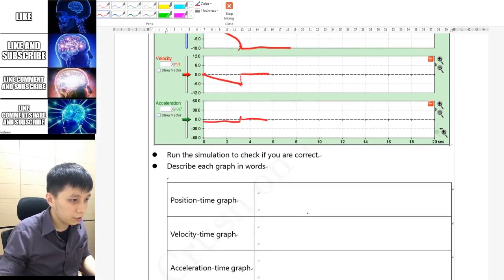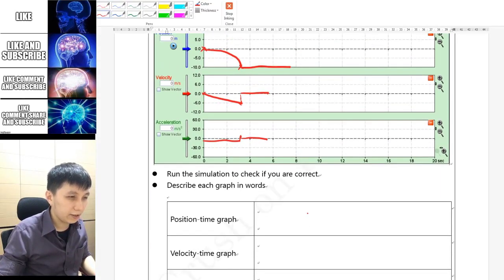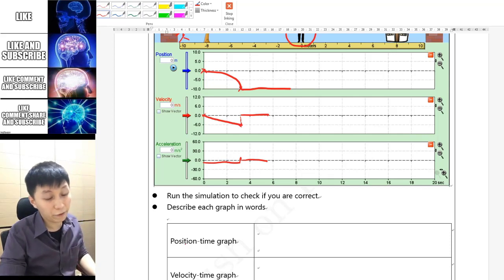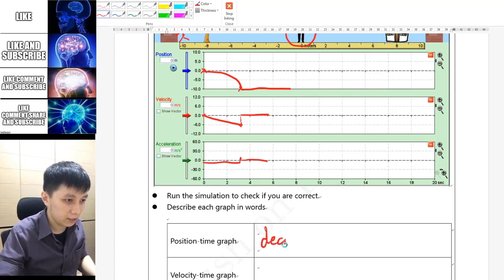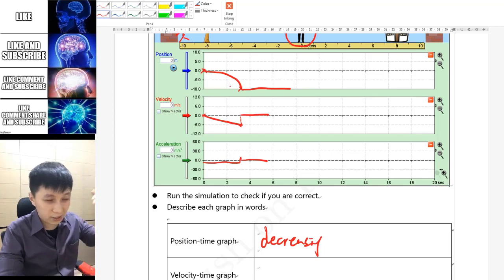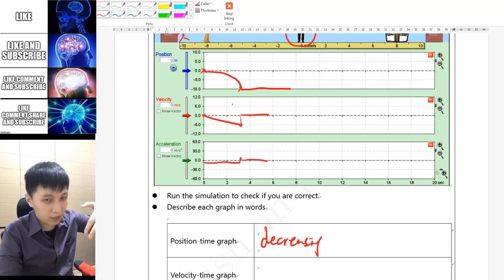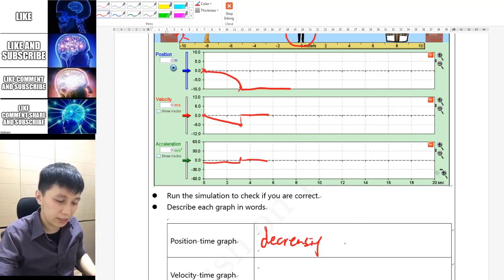Good, good, good. So for description, then again, you have to think, especially for position time graph, about using the wordings that we talked about in the previous video. And this time it is obviously decreasing. And you can see the decrease is getting steeper in terms of the slope. So it is decreasing with an increasing rate.